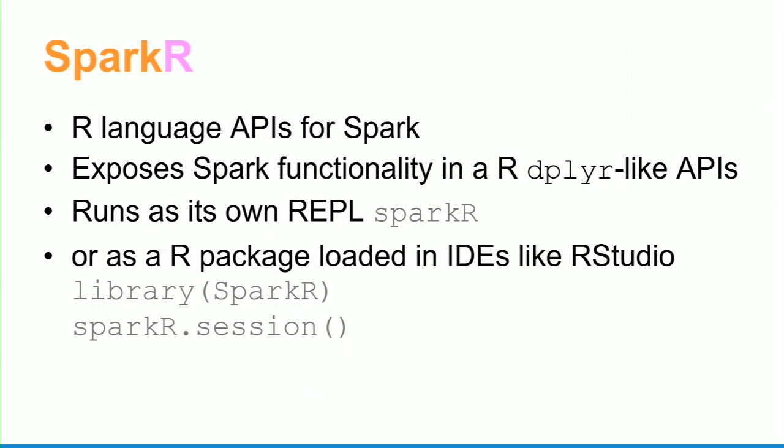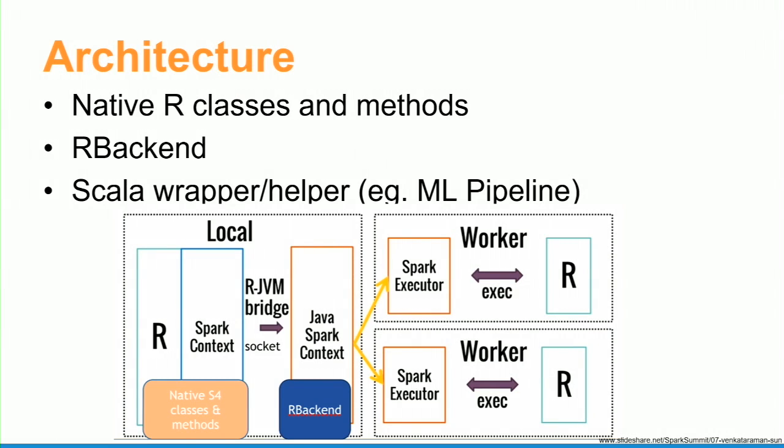And then we're going to talk about R a little bit. SparkR is the R language binding for Spark. It exposes functionality using something similar to the dplyr package. It has a REPL, and it can be loaded as a package in an IDE like RStudio. Architecturally, it's very similar to Python. But instead of Py4J, there isn't really something that we could use in R. So there is a proprietary, completely different implementation of this serialization and communication using sockets through something running in the JVM called the R backend.